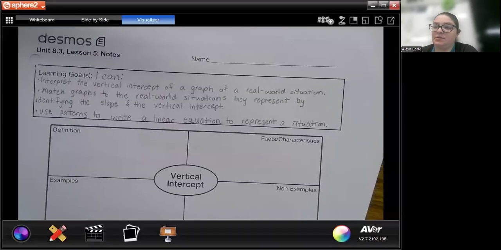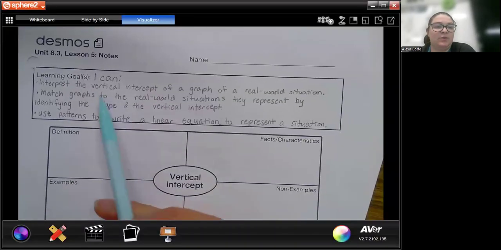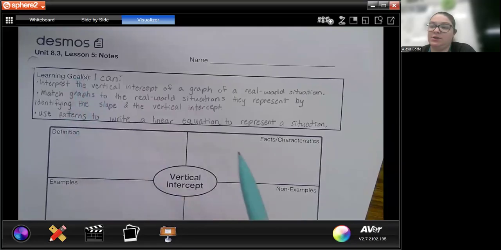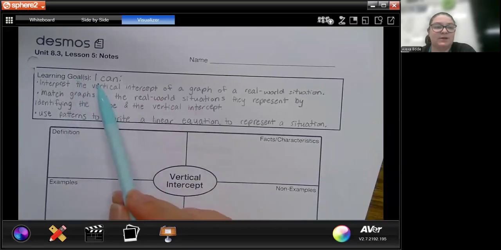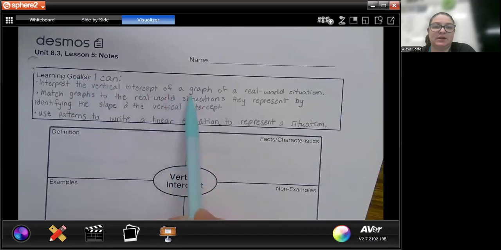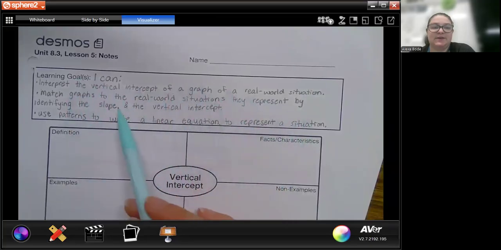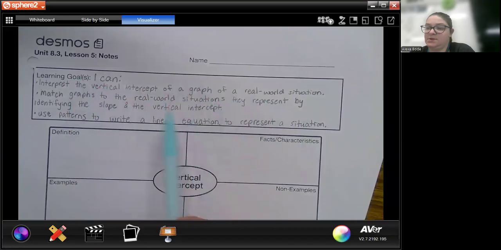Okay, guys, so for tonight's video, we have three learning goals I'm going to go into tomorrow. The first one is I can interpret the vertical intercept of a graph of a real-world situation. I can match graphs to real-world situations they represent by identifying the slope and the vertical intercept. And I can use patterns to write a linear equation to represent a situation.